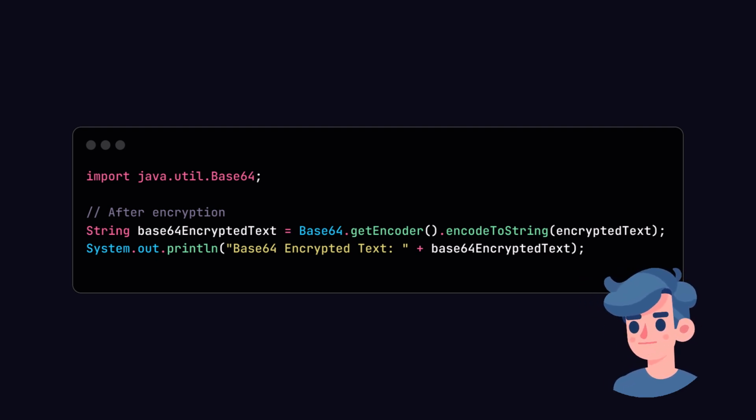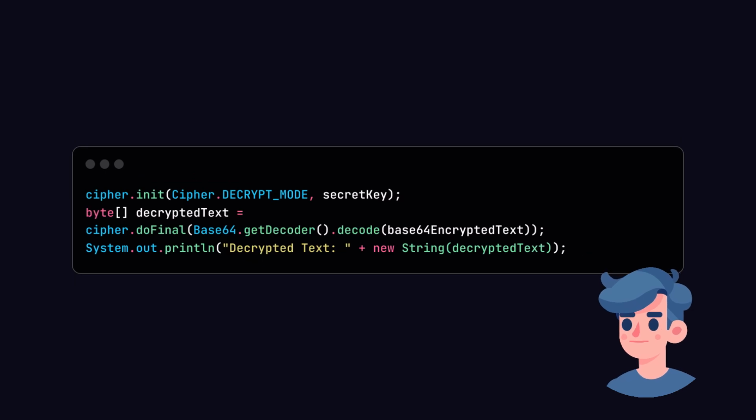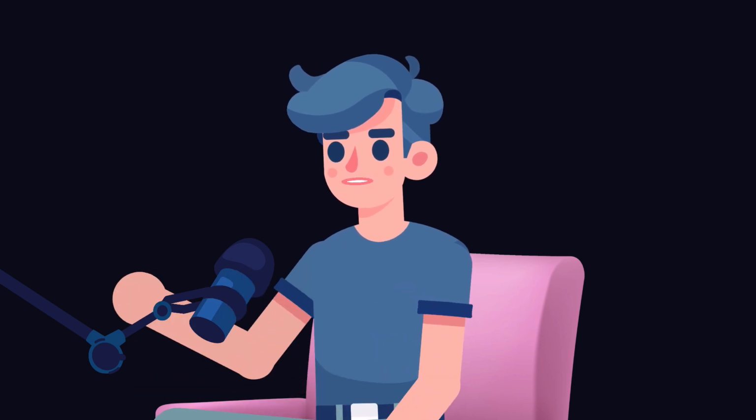However, be careful. The output of our encrypted text may not be human-readable. Hence, we should encode it using Base64. Next, let's decrypt the encrypted text to show that symmetric key encryption is reversible, given that you have the correct key.